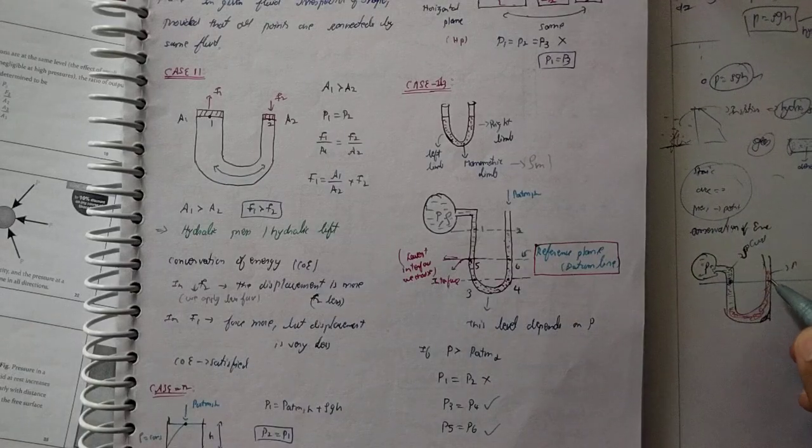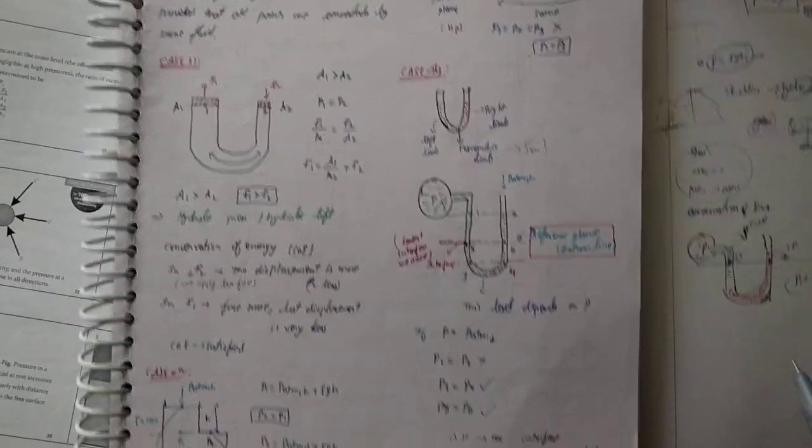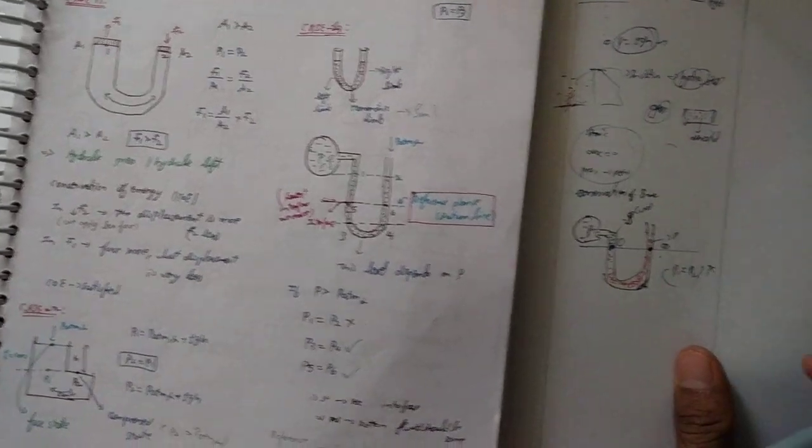So here, what is that, and here, what is that? Here at point 1 the water is there, but here at point 2 the mercury is there. So can we take P1 equal to P2? No, definitely not. The density should be the same on both sides of the section.